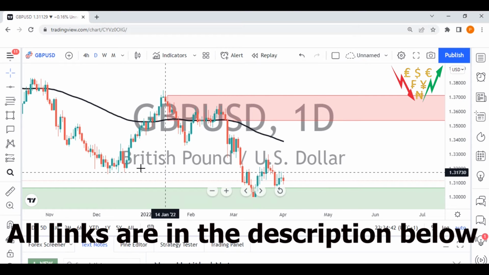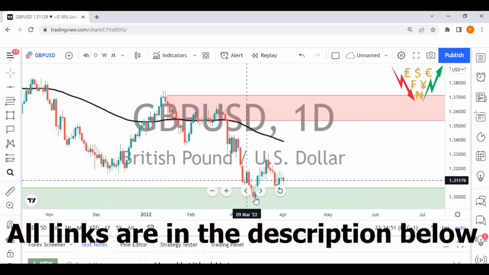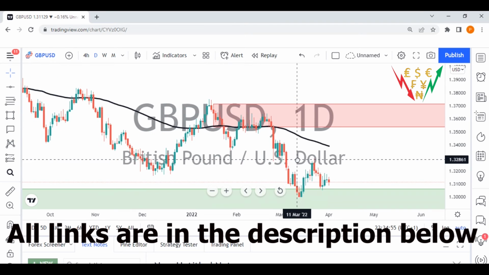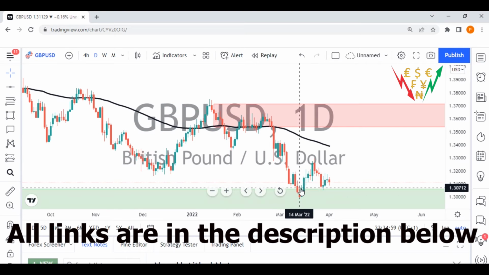All right, so on the daily chart, guys, what do we notice? We can see that the price, from this point, had almost no wicks. We can describe this price here to be a tweezer bottom, but then it was even confirmed at this level here, 16th, 17th of March. It was confirmed by what?